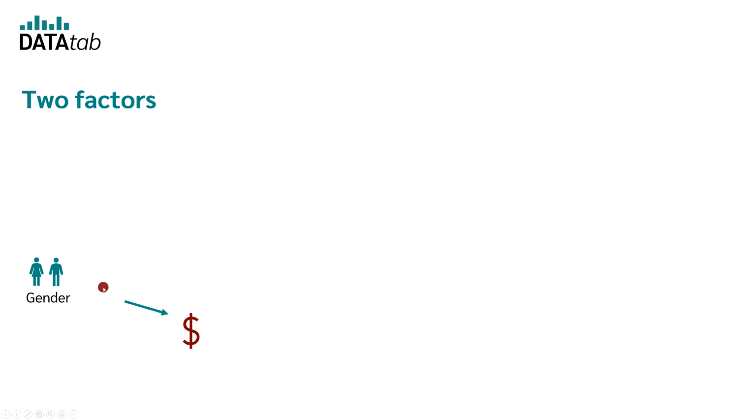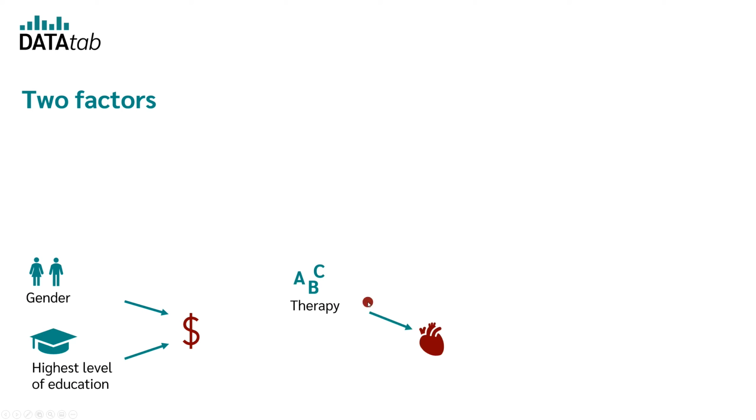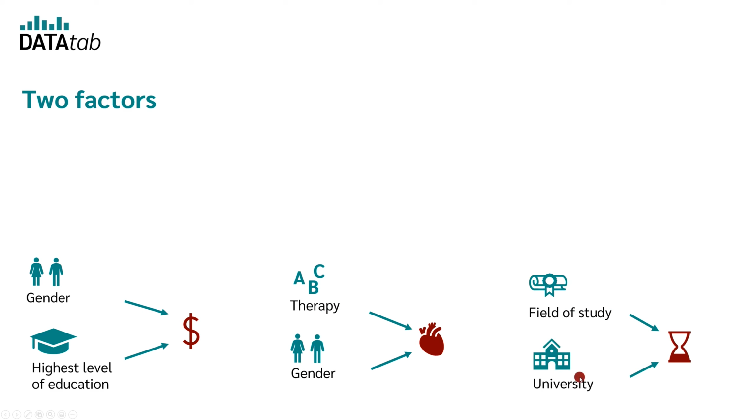Maybe you would also like to know if, in addition to gender, the highest level of education has an impact on salary. Or in addition to the form of therapy, maybe you would also like to include gender. Or in the third case, you would also like to know whether, in addition to the field of study, the university attended also has an influence on the length of study. Now, in these cases, you would not have one factor, but two factors in each case. And since you now have two factors, you use the two-factor analysis of variance.